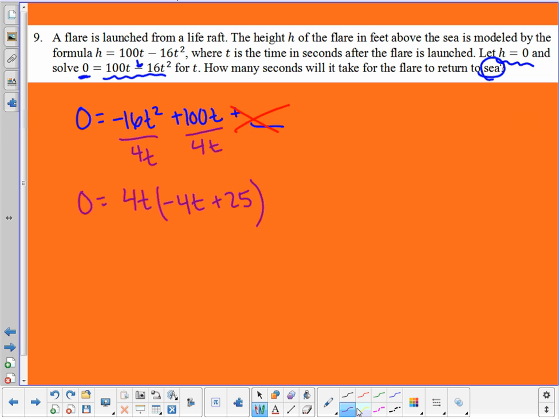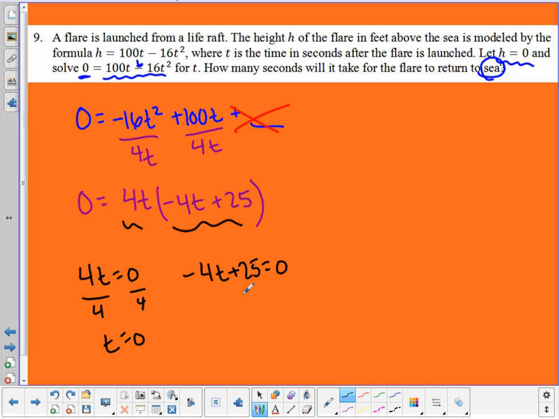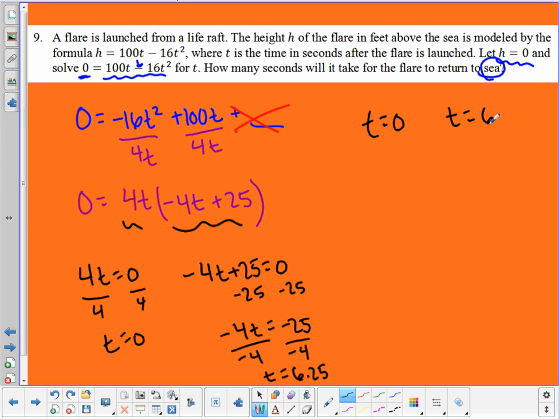Okay, now when I take those two parts and set them equal to 0, here's what I have. I have 4t equals 0, and I have negative 4t plus 25 equals 0. Over here with 4t equaling 0, dividing by 4 doesn't change it. I still end up with t equals 0. On the right, subtract the 25, I end up with negative 4t equals negative 25, and then divide by negative 4. I end up with t is equal to 6.25. Okay, so those are my two solutions, t equals 0 and t equals 6.25.